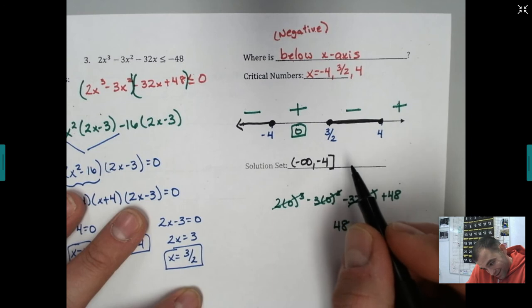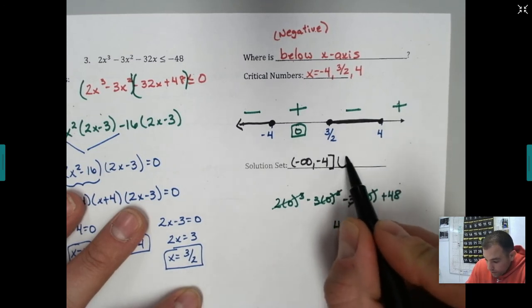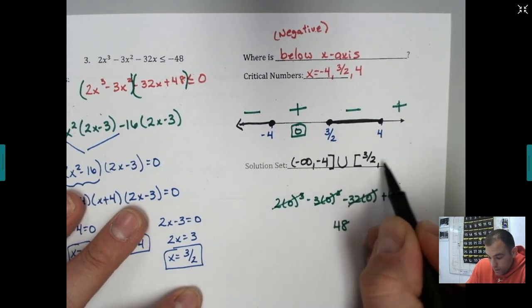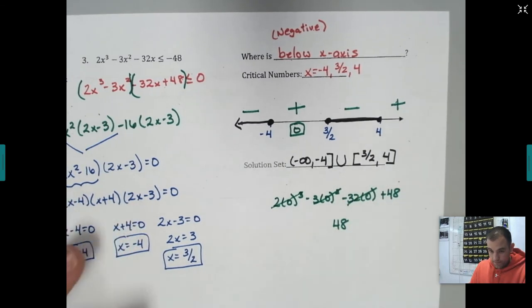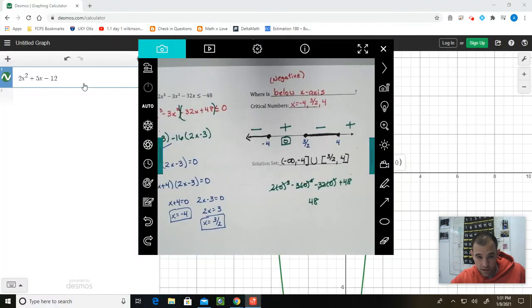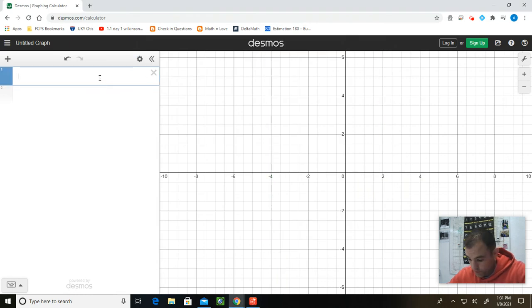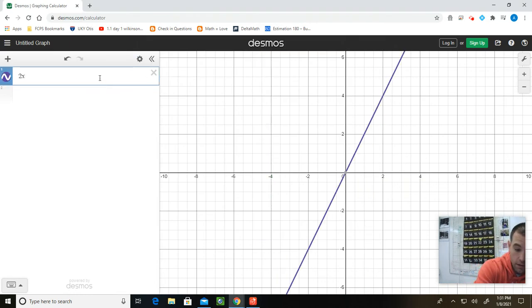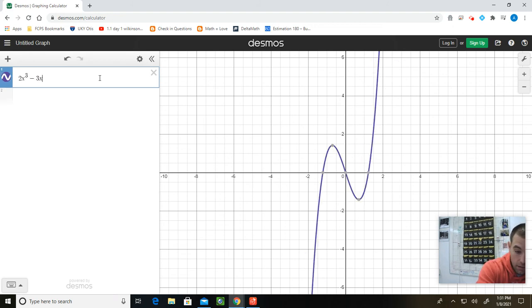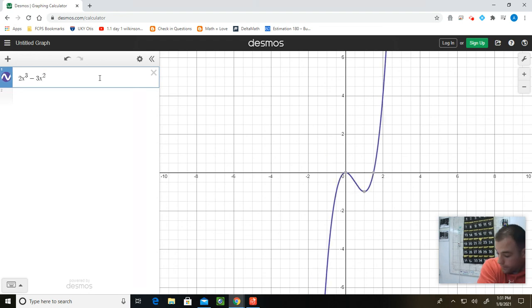Then the other answer is we also have this piece, 3 halves with a bracket to 4 with a bracket. Okay, and let me just show you what this graph is going to look like real quick. So that's our final answer right there. But if we were to graph this on Desmos, we would get 2x to the third, minus 3x squared, minus 32x plus 48.